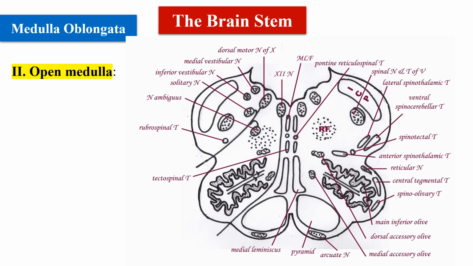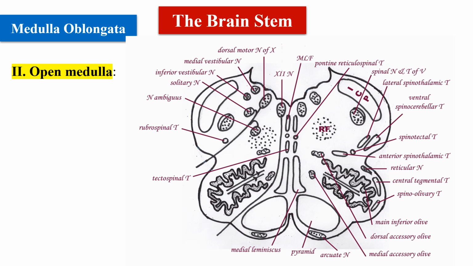Let's go to open medulla. Open medulla here, did you remember what is the difference between closed and open medulla? Okay, open medulla, when there is no central canal present. Here, this is ventricle present, okay? As a posterior aspect, you can see that this open area, this is called fourth ventricle.